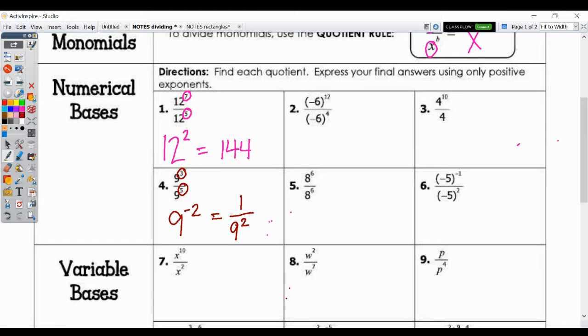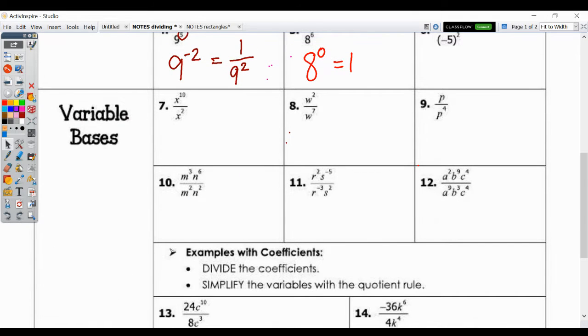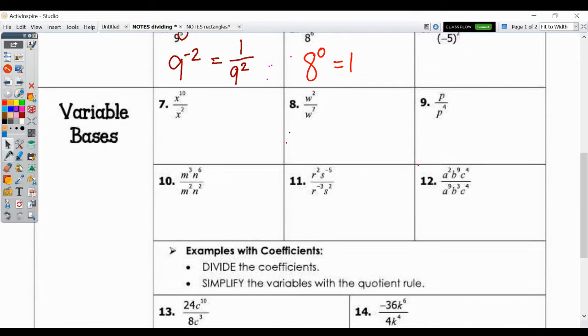Okay, let's do number 5. So I have 8 to the 6 over 8 to the 6. And your base would stay 8. 6 minus 6 is 0. Anything to the 0 power is 1. Okay? Look at number 7. So x to the 10th divided by x to the second. Your base is going to stay x. And then you just subtract 10 minus 2. And you get x to the 8th.